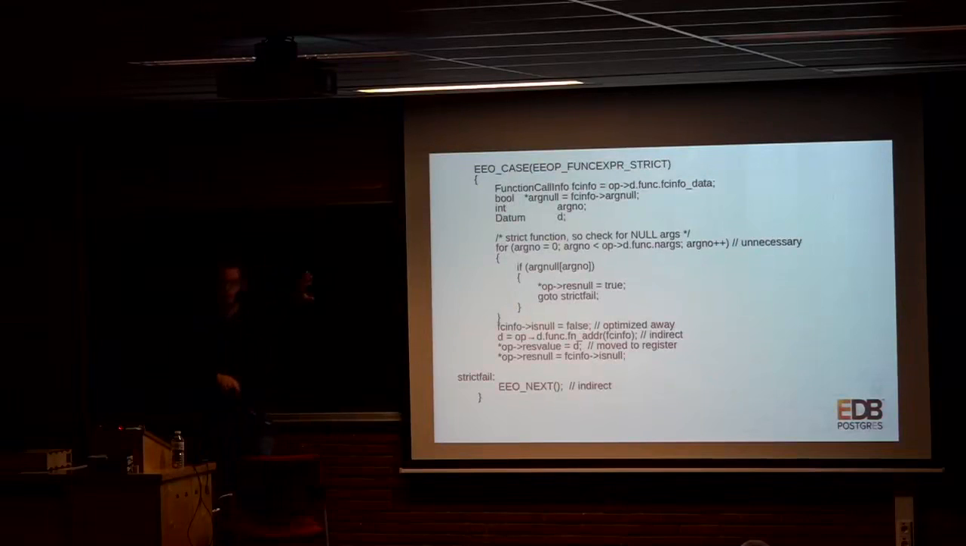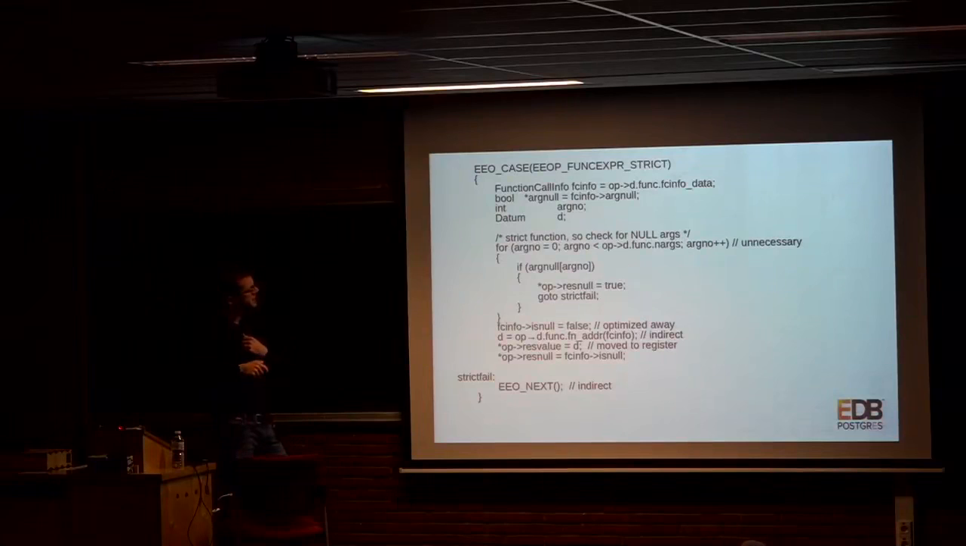So this is the code for how we evaluate a function expression that is strict. We don't need to understand everything in detail, but there are a number of interesting points here. For one, we have a loop that loops over all the arguments and checks whether the function has any null arguments, because a strict function will return null if any of its arguments are null. And most of the common operators in Postgres are strict. For example, if you add a null to an integer, we won't actually call the int4 add function, the plus function. We instead will just return null. So we'll have to check whether any of the arguments is null.